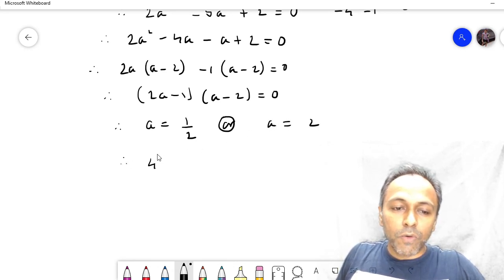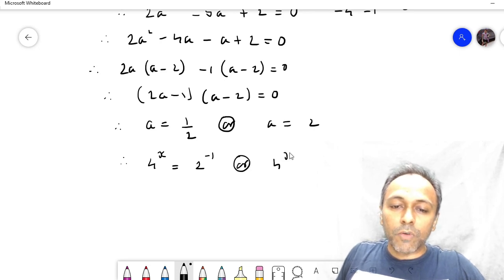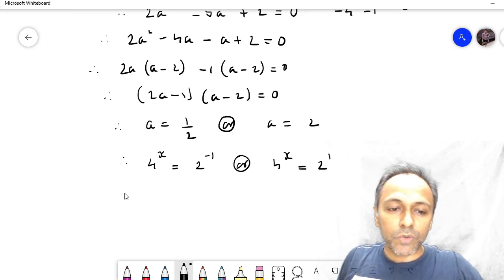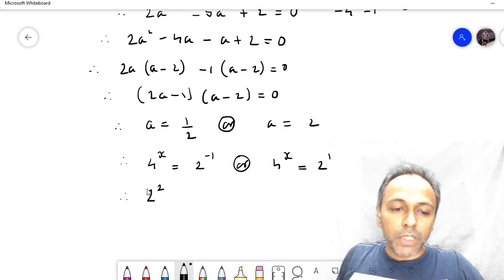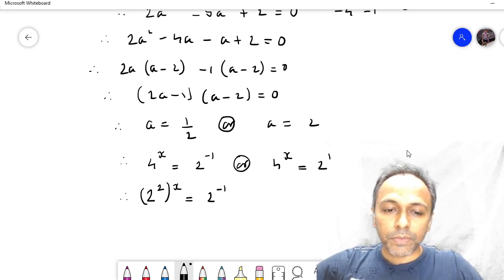But a is 4 raised to x, and 1 upon 2 can be written as 2 raised to minus 1, or again 4 raised to x is equal to 2. This can be thought of as 2 raised to 1, but there is no match as here it is 4. We know 4 can be written as 2 square. So 2 square raised to x is equal to 2 raised to minus 1.